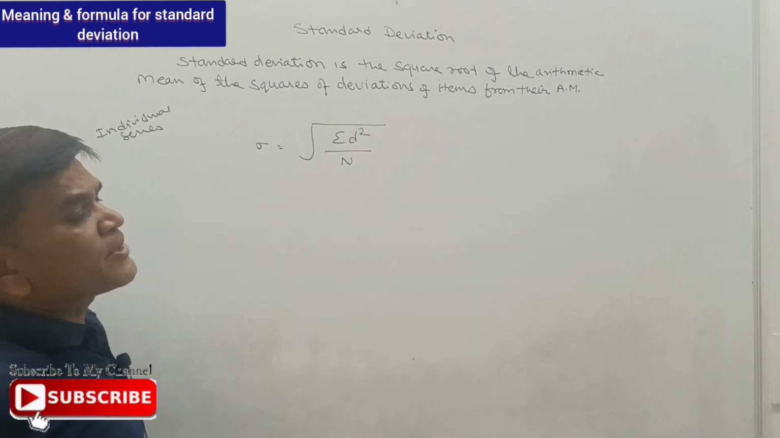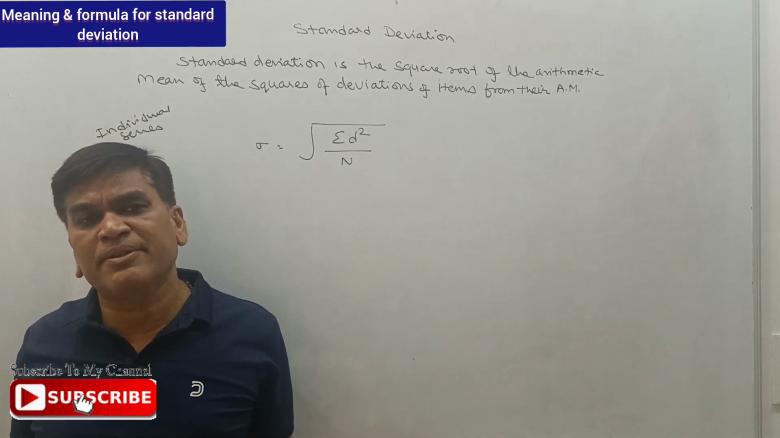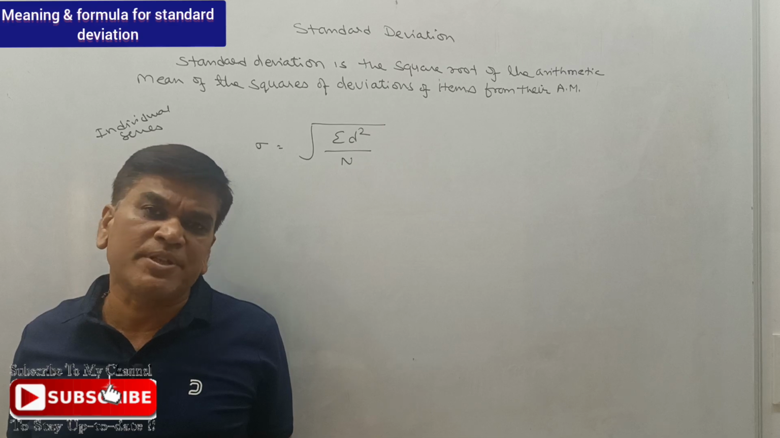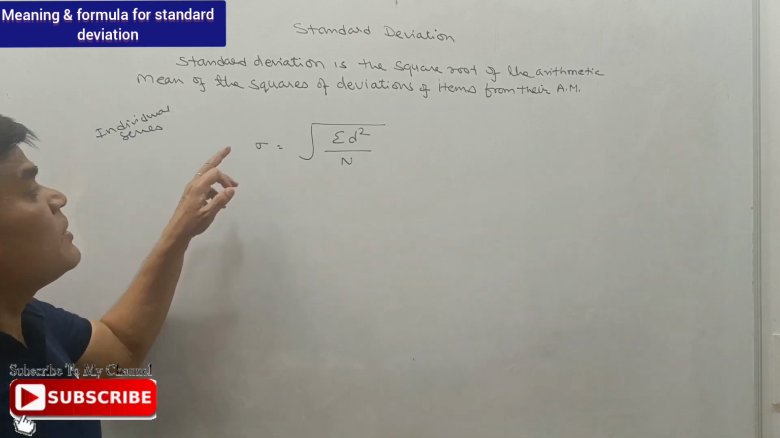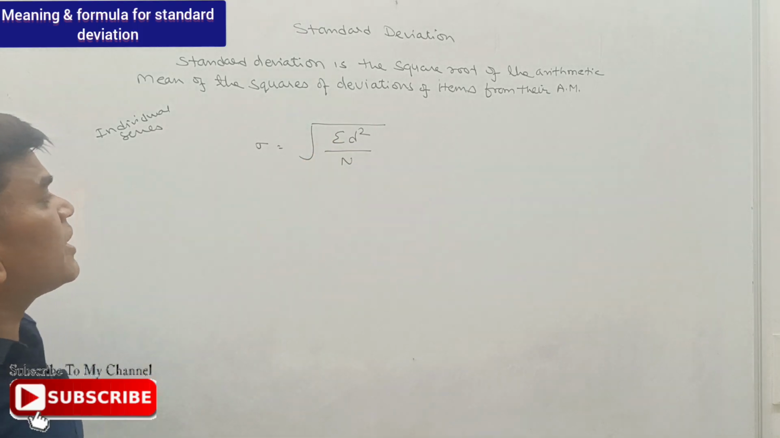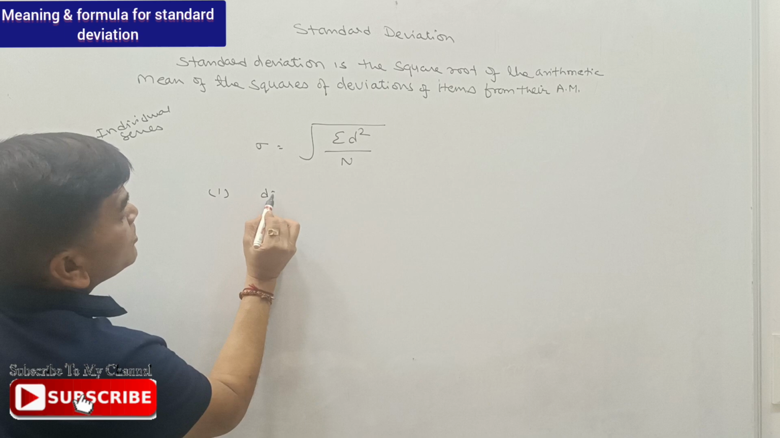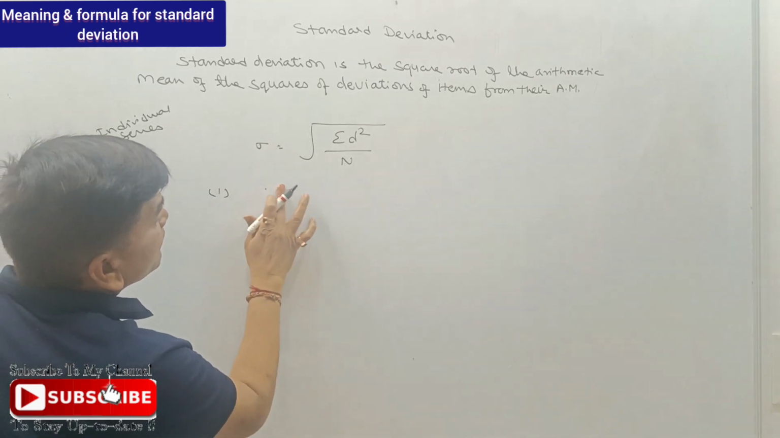As far as the frequency is not given in the case of an individual series, where frequency is not given, the formula will be: standard deviation is the square root of sigma d square divided by n. So the very first step, we have to calculate d.